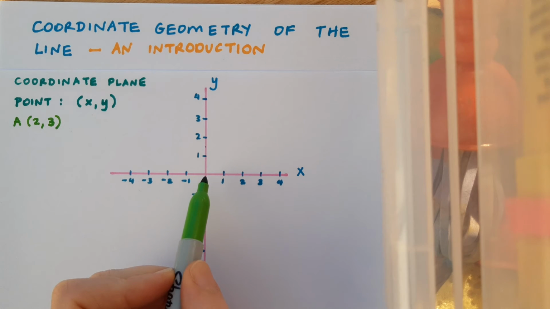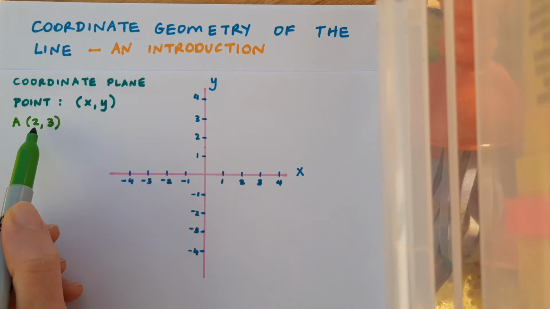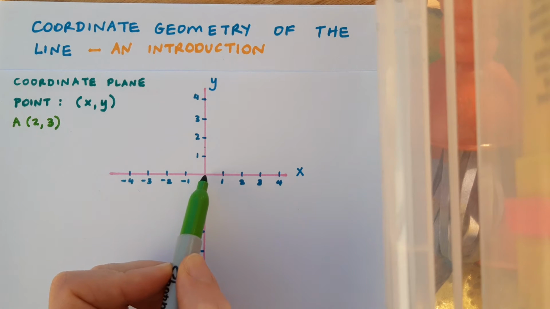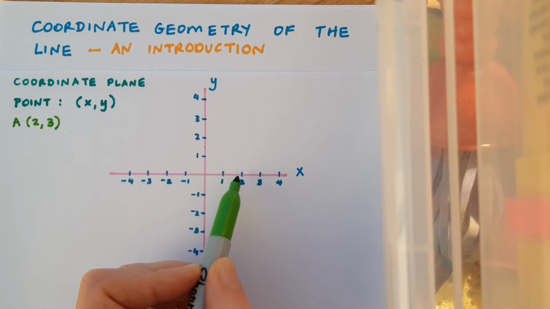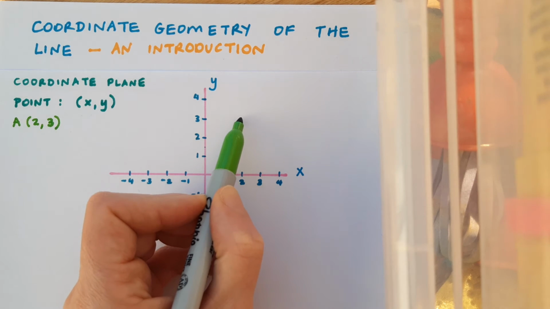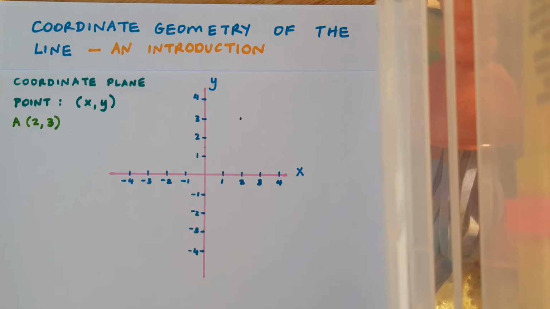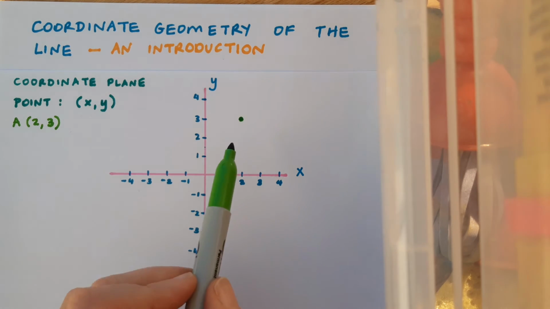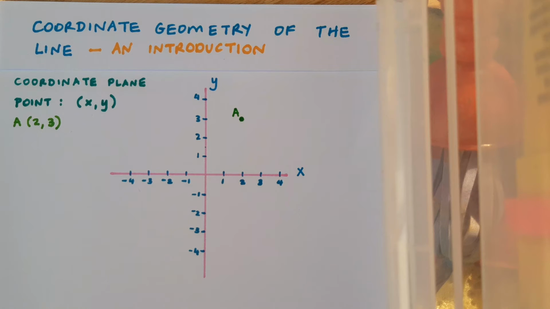So I imagine that I'm starting at 0. And I first of all look at my x value, which in this case is 2. So this tells me to move to 2 on my x-axis. And then I look at the y value, which is 3, and this tells me to go 3 places up in the y direction. So my A point is located here on my coordinate plane. And for clarity, I write its name next to it.